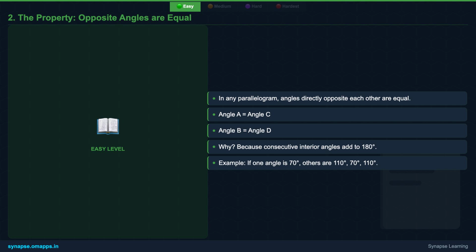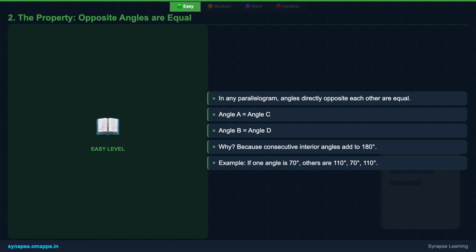Think about parallel lines cut by another line, called a transversal. You know that angles on the same side, between the parallel lines, add up to 180 degrees. Using this idea, we can easily show that angle B and angle D, for example, are both equal to 180 degrees minus angle A. This simple logic proves our property.